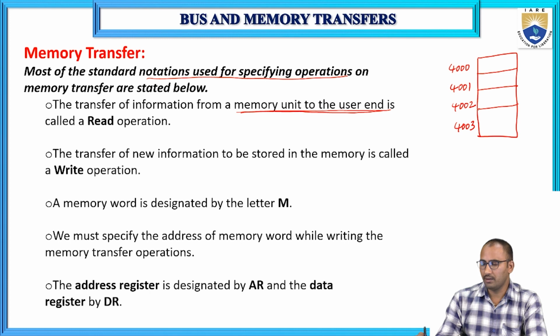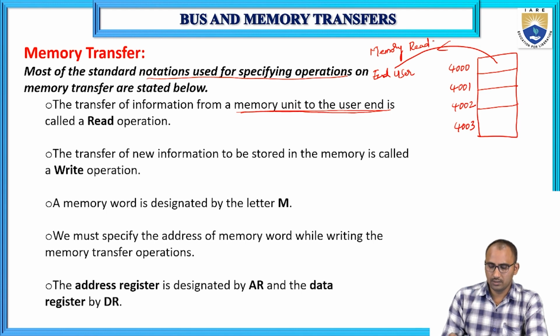The transfer of information from the memory unit to the end user is called a memory read operation. Similarly, the transfer of new information to be stored in memory is called a write operation.